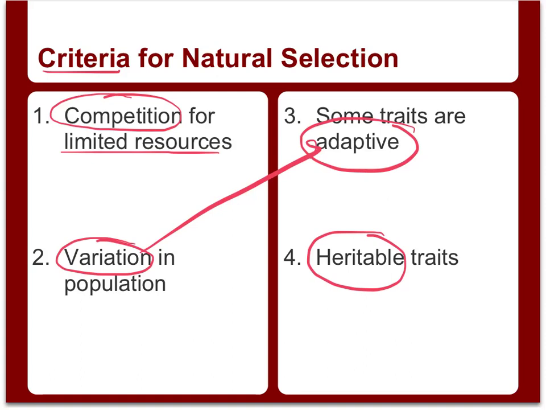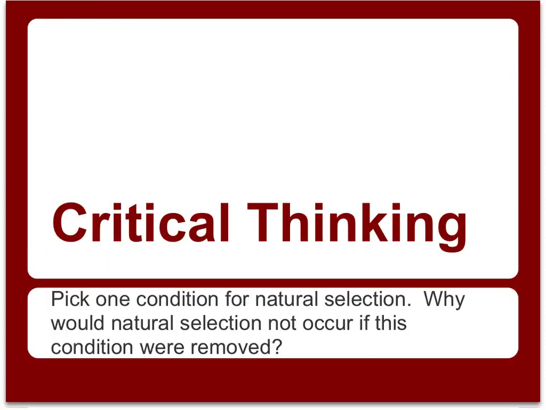All right, and so these four criteria need to work in conjunction with one another. Again, in the absence of any one of these criteria, natural selection will not occur. So your job in your Google Doc is to pick one condition for natural selection and explain to me, or reiterate, why natural selection would not occur if this condition were removed. You can do that in your Google Doc.